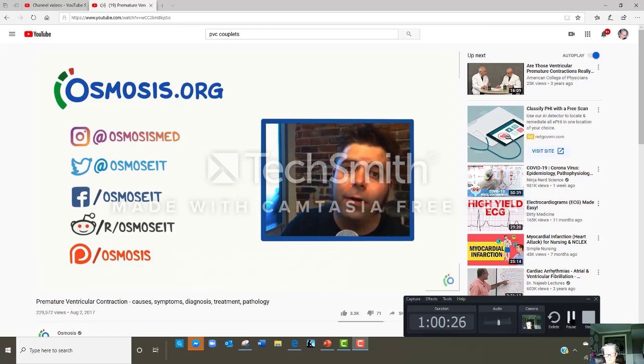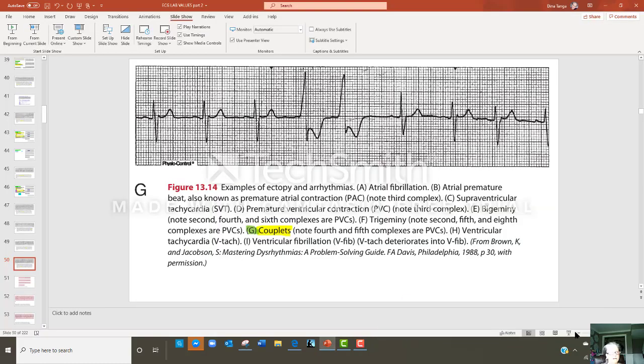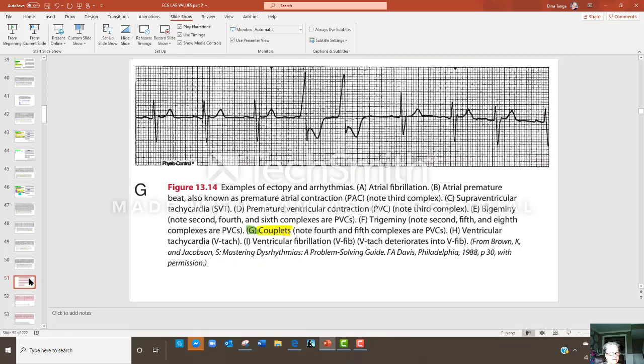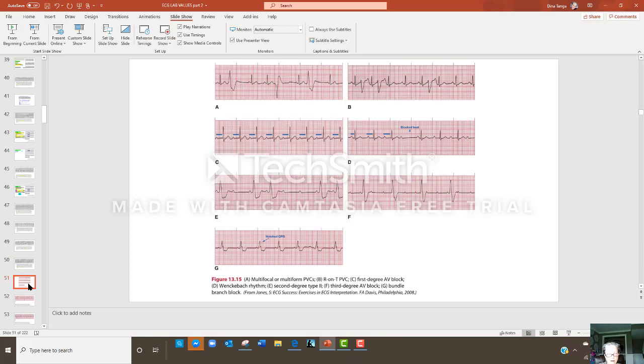Okay, so none of those videos talked about couplets, and I couldn't find a video on couplets, but I'm assuming that means there's two identical ones right after the other. So I'm going to end the video here and do another video on multifocal or multiform PVCs.